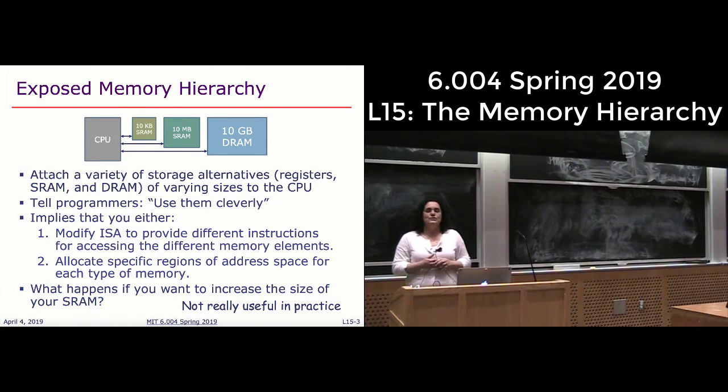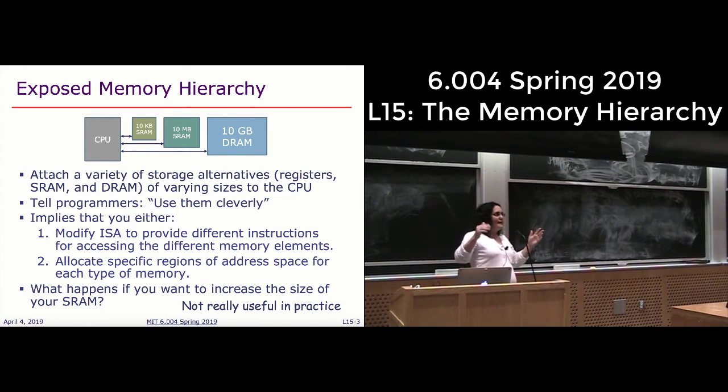An alternative to changing our instruction set architecture is to say, I'm not going to provide different instructions for accessing the different memories. Instead, I'm just going to say that different portions of my address space refer to different memories. So from address 0 to 10,000, whatever, it might be the fastest SRAM, and then the next section of memory would be the next size SRAM, and so on. That's at least good from the perspective of not needing to change your instruction set architecture.